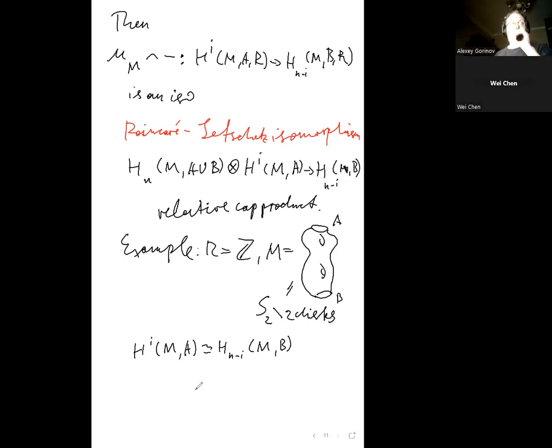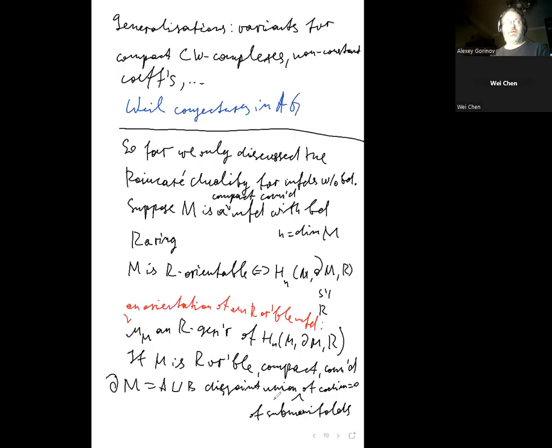Wait a second, I'm confused about the codimension of A and B. From my point of view, it should be codimension 1. Codimension 0 where? Codimension 0 in the boundary. Okay, I forgot to mention the codimension here is meant to be the codimension in dM.